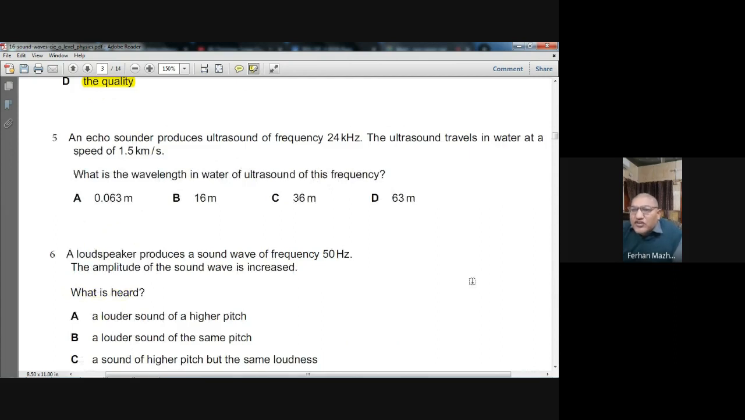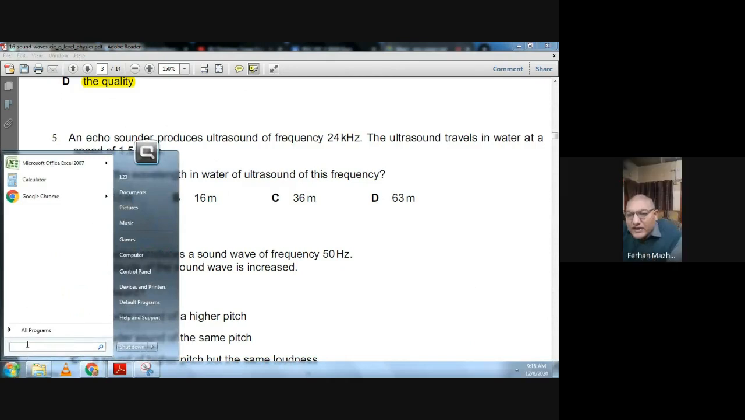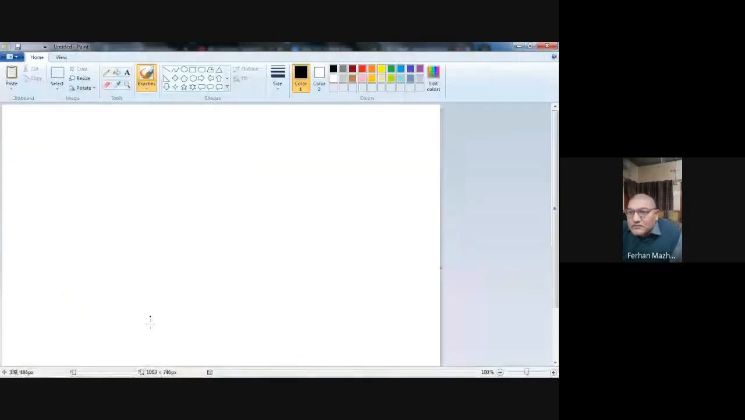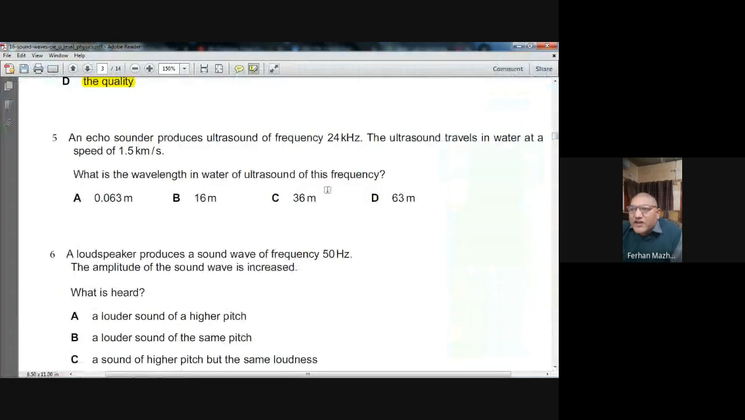An echo sounder produces ultrasound of frequency 24 kilohertz. The ultrasound travels in water at a speed of 1.5 kilometer per second. What is the wavelength of the ultrasound in water at this frequency? Let me take out the pen so I can write in there. So the information given to me is the frequency is 24 kilohertz and the speed of the sound is 1.5 kilometer per second. The wavelength is in meters.